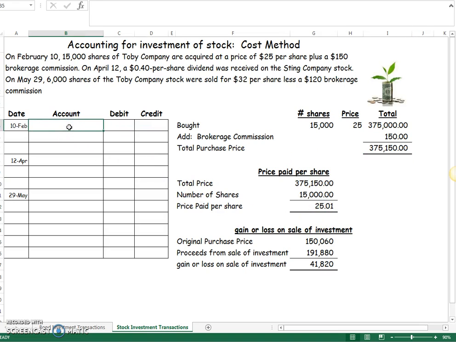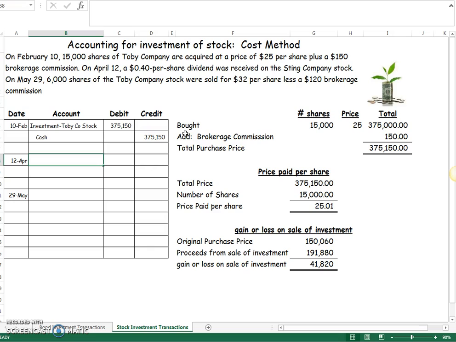So it goes under investment. That's an asset account because we're holding it for sale. So investment of Toby Company stock. I'm going to debit for the full price, including that brokerage commission, $375,150, and I bought it using cash, so I will show that my cash went down by the same amount. That is purchasing it using the cost method.